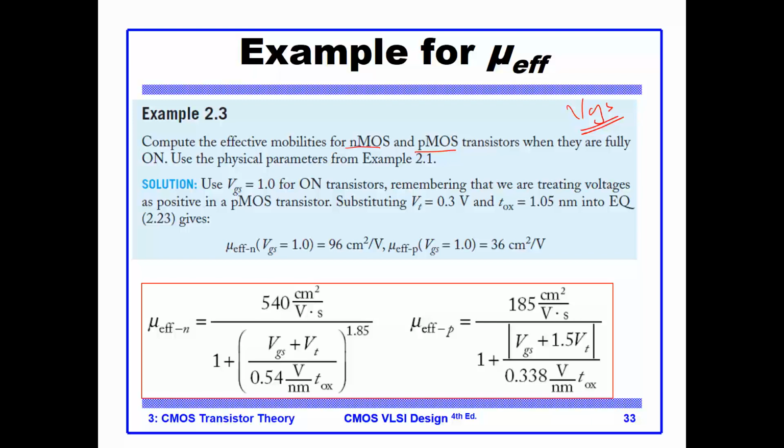Now for the nMOS transistor, we plug in 550 square centimeters per volt per second. This volt here comes in, and we apply a VGS of 1, VT of 0.3 volt, and you plug in these numbers and you come up with 96, obviously less than the ideal mobility. Less mobility means less current. Why? Because the speed of the carrier, which is the electron, equals the mobility times the electrical field.